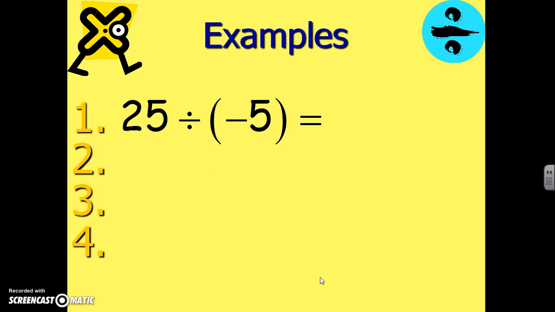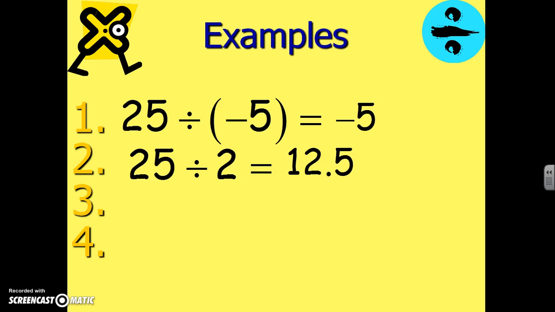When you divide positive 25 and negative 5, the signs are different, so the quotient is negative 5. When you divide two numbers that both have the same sign, these numbers are both positive, 25 divided by 2, the quotient will also be positive, 12.5.